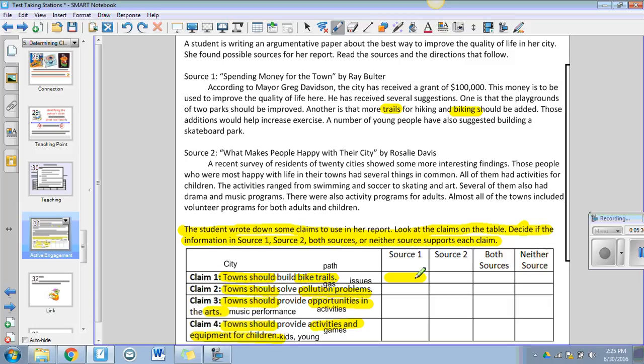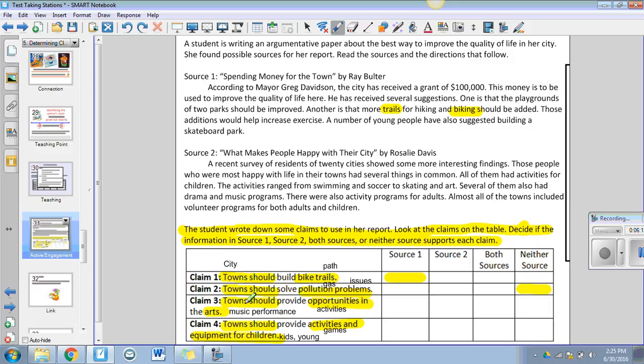I'm now going to go to claim 2. I'm looking for something to do with pollution, problems, or pollution issues. I'm going to skim through source 1 looking for those words. And I don't see anything related to pollution in source 1. So I'll now go to source 2 and skim through that. Again, I'm looking for the word pollution or gas. I don't see anything here, so I'm going to mark neither source. This claim 2 is not represented in source 1 or source 2.